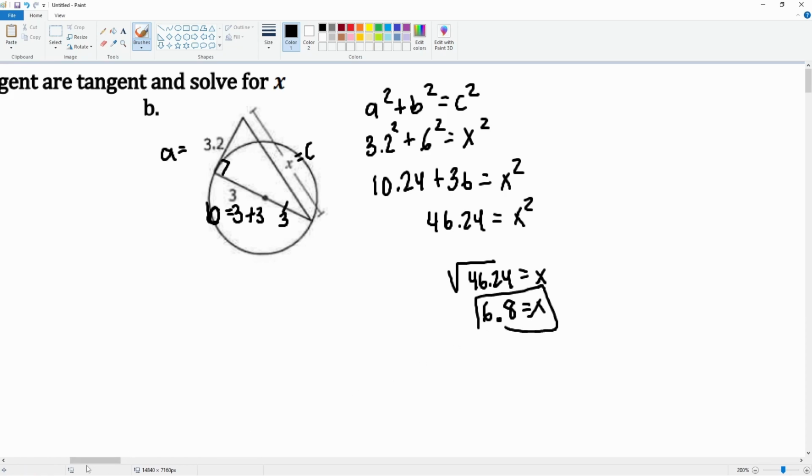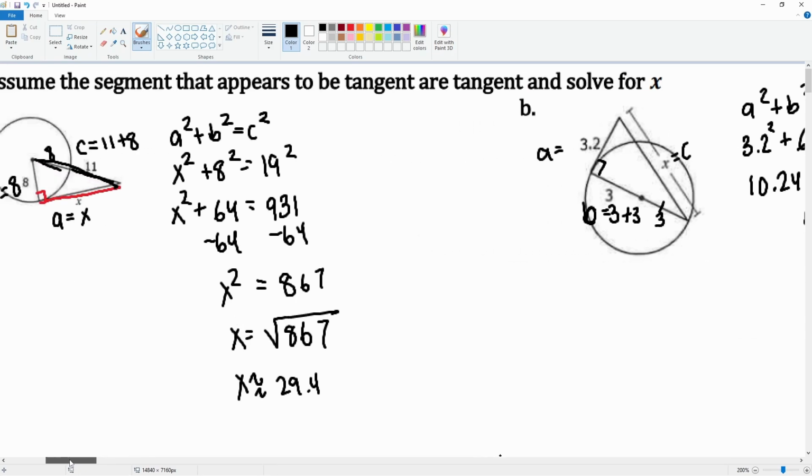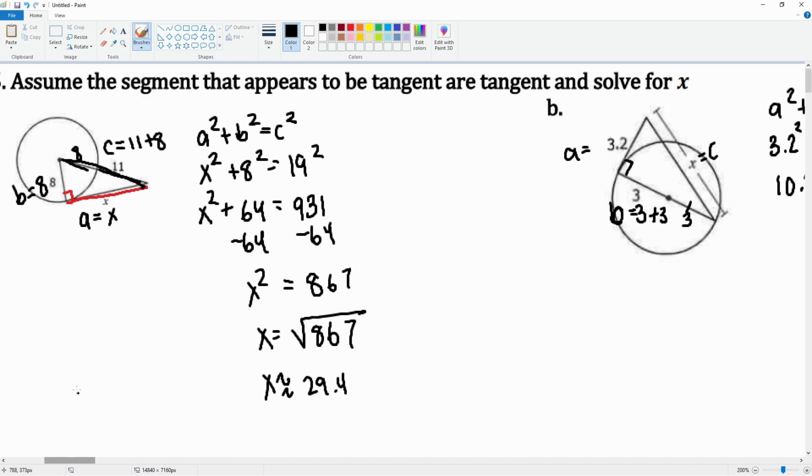So there you go. All you have to do is set up the Pythagorean theorem to solve for that value of x. Just be careful that you're picking the right a, b, and c values.